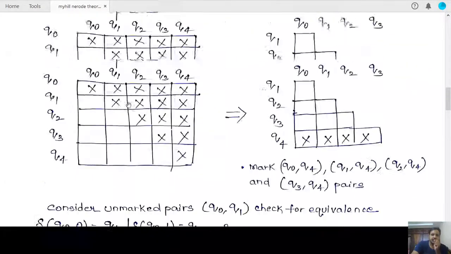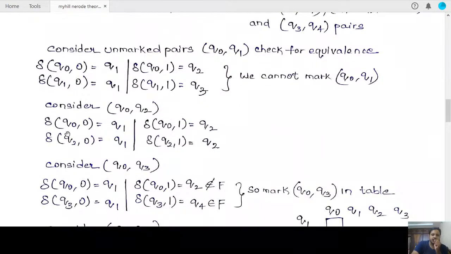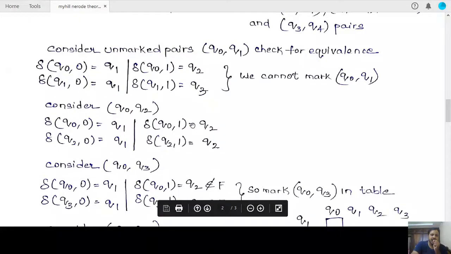Next one. So consider the next cell. Let me take Q0 Q2. Okay. So Q0 Q2. I am applying the transition delta of Q0 comma 0. It is giving Q1. Delta of Q2 comma 0 is also giving Q1. So we never have a cell marked with Q1 Q1, right? So that's why we are checking another input: delta of Q0 comma 1 is equal to Q2, and delta of Q2 comma 1 is equal to Q2. So we never have a Q2 Q2 pair which is marked in the table, right? So that's why we are not marking Q0 Q2 and are checking for the next unmarked cell.